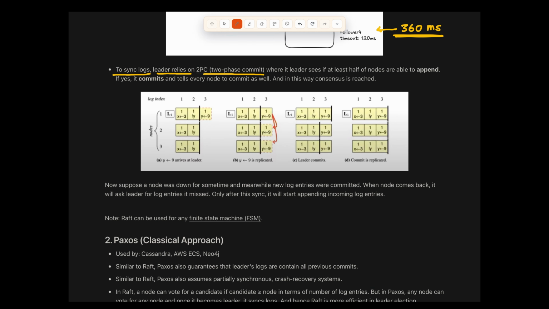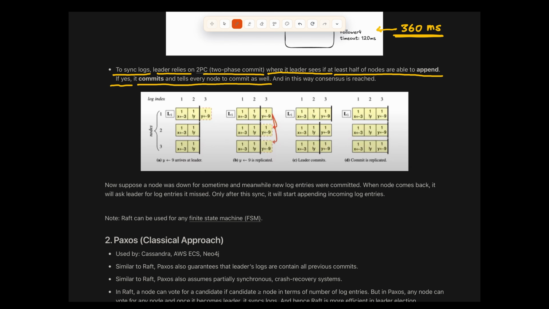If you have not watched that, please go to the description of the video and you will find the link. Where leader sees if at least half of the nodes are able to append. So in the two-phase commit, we had seen there are two phases before doing the commit. First is the voting phase and second is the committing phase. So first it sees that at least half of the nodes are able to append. If yes, it commits and tells every node to commit as well.